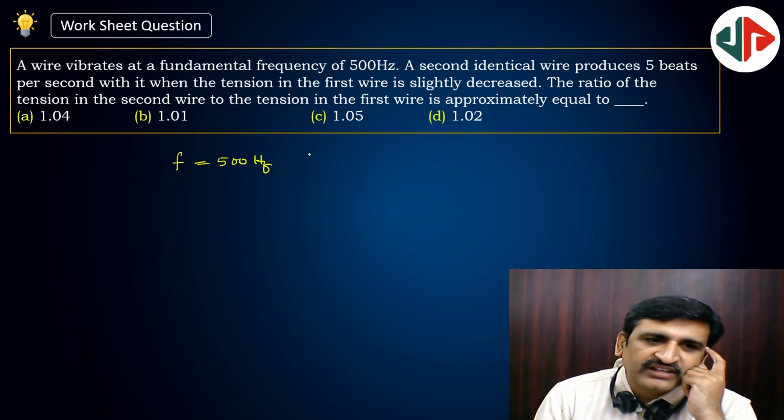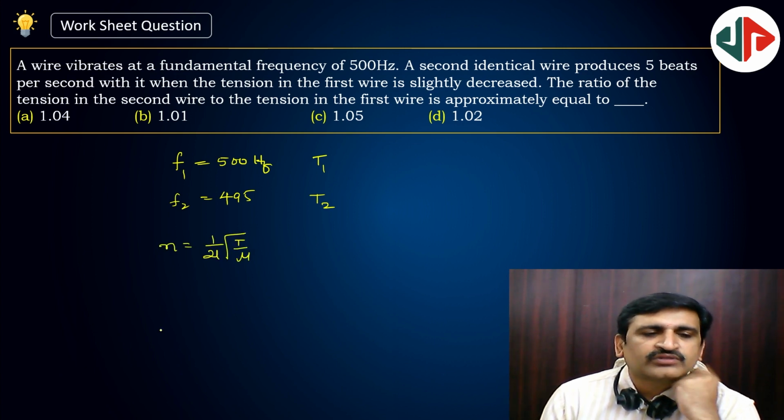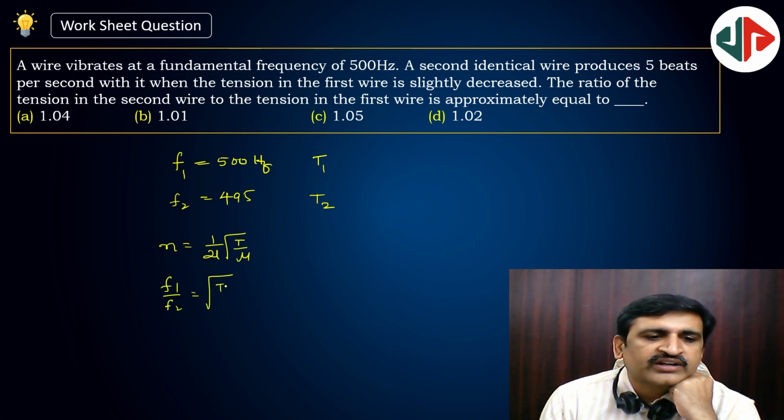That means if the other one's tension is T1, the other one's tension should be lesser, then only the frequency will be less. So frequency less means it is 495. So this is F2, this is F1. You know frequency N is equal to 1 by 2L root T by mu. So you can write it as F1 by F2 is equal to root over T1 by T2. So T1 by T2 is equal to F1 by F2 whole square.